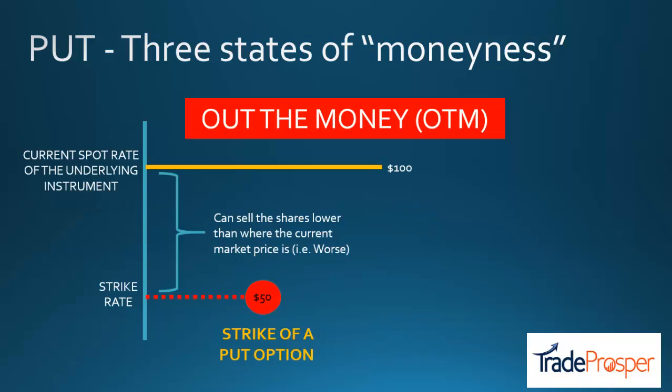And finally, what if we choose a put option struck at $50 when the market is at 100? You can see in this instance, if we were to exercise our option, we are going to sell the shares at a lower rate than where the market is trading. So our strike rate is worse off than where the market is. And in this instance, we will reference the put strike as being out of the money.